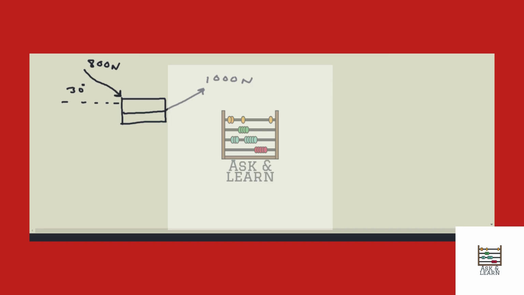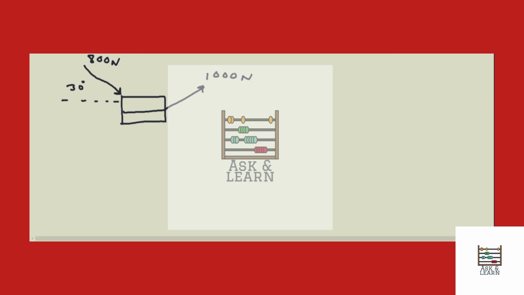So in this problem, we have a crate that's being pulled on the right side with a force of 1,000 newtons. And on the left side, it's being pushed with a force of 800 newtons at an angle of 30 degrees. You want to find the distance, s, that this crate travels when the velocity is 6 meters per second, which we'll call v2. We're also given the coefficient of kinetic friction, 0.2, and the mass of this crate, 100 kilograms.